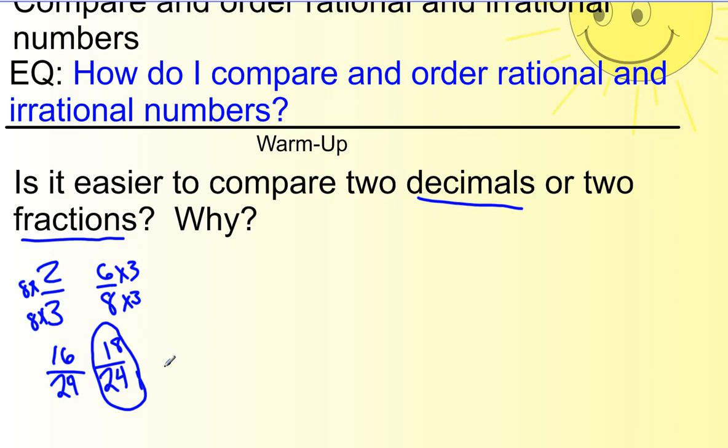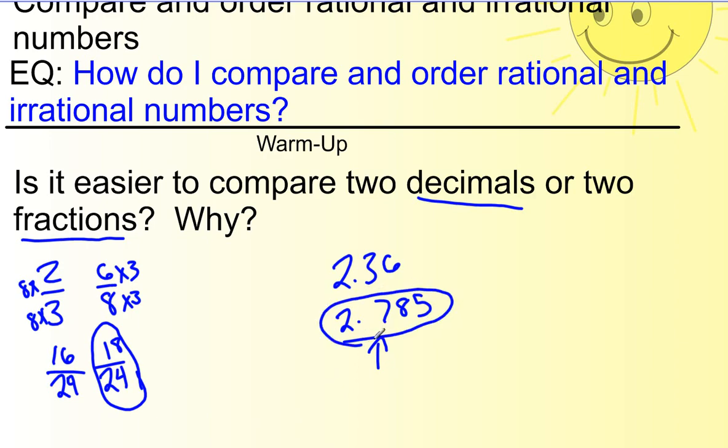The easier way, especially if you have a calculator, is decimals. If you have two decimals, for example 2.36 and 2.785, you look at them one number at a time. Since the first number is the same, this 2, you move on to the next digit over. The 2's are the same, so look at the next digit. You've got a 3 or a 7. The 7 is bigger, so that's the bigger number. You literally just look at it one number at a time, almost like alphabetical order.